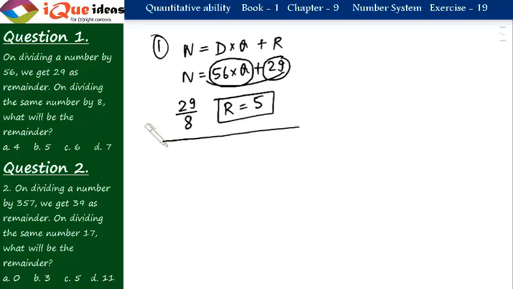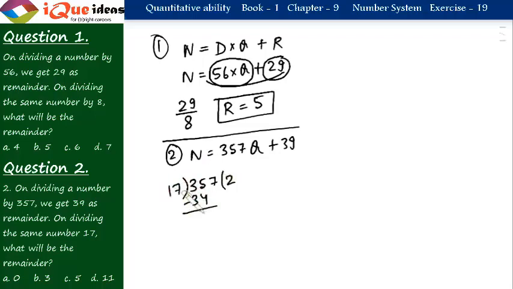Simple one. Second question, on dividing a number by 357, we get 39 as the remainder. So the number can be written as 357q plus 39. Now divide the same number by 17. Now if you check, 357 is divisible by 17. 17 twos are 34, minus, so 1 and 7. So it is divisible by 17. So this part will not give us any remainder.